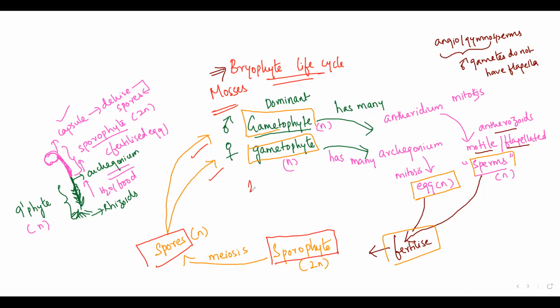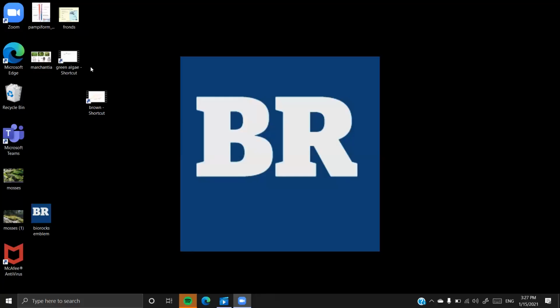Basic examples are the liverworts, which are called Marchantia, and the next one is the mosses, the green mosses. Now, children, let me show you the slides of Marchantia and the mosses so that it will make for a better understanding of these bryophytes. Let me show you the mosses first.